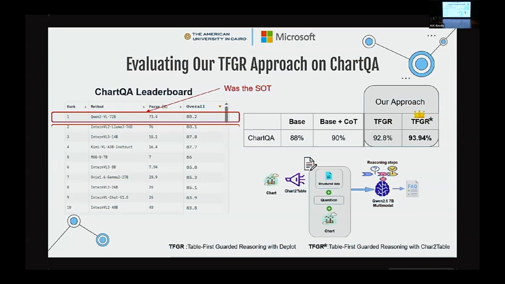It got 88.2% accuracy. Meanwhile, our baseline got 88% accuracy. Add a little bit of salt and pepper with chain of thought, and you get 90% accuracy approximately. Add a little bit of spice with the dplot, and you go all the way up to 92.8. And a little bit more, and replace dplot with chart to table, and you go all the way up to 93.94%. Why is that a big deal, though?